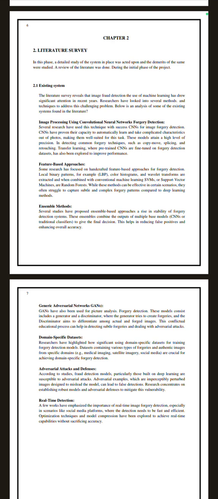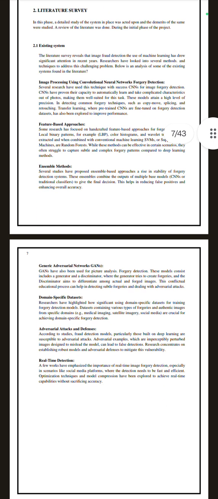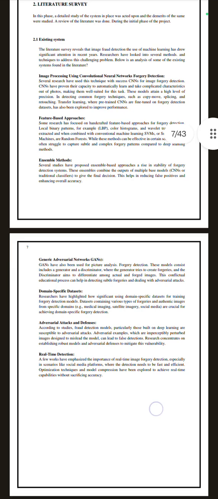Ensemble methods: several studies have proposed ensemble based approaches to improve the stability of a forgery detection system. These ensembles combine the output of multiple base models, CNNs, or traditional classifiers to give the final decision. This helps in reducing false positives and enhancing overall accuracy.